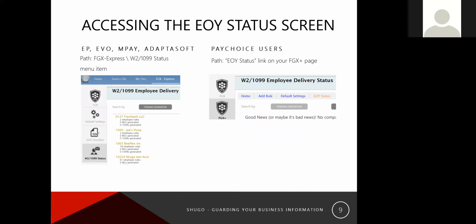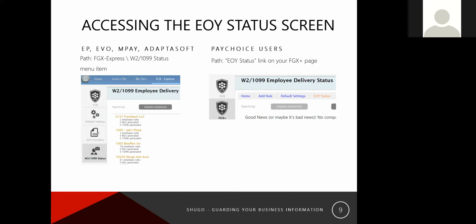For most folks, when you go to your FGX Express area, you're going to explicitly see a W-2 1099 status icon on the left-hand side. So that's that first image right here. For folks that are strictly using Pay Choice, you have your list of FGX Plus rules. Within that page is an EOY status item on the menu. So again, we just wanted to include this. This is how you get to that really, really important end of year status screen.